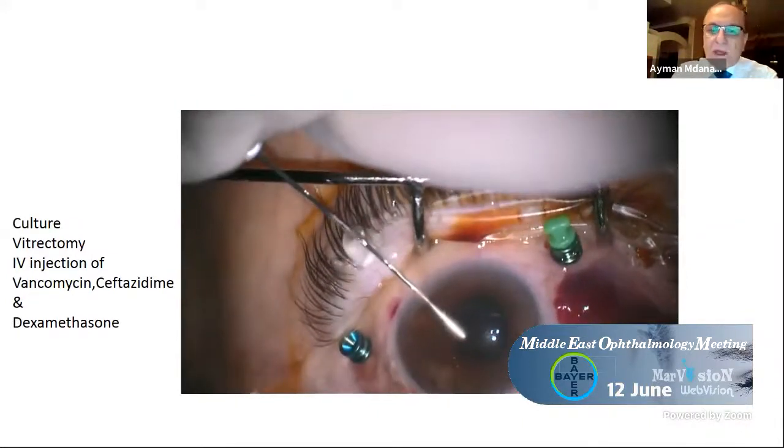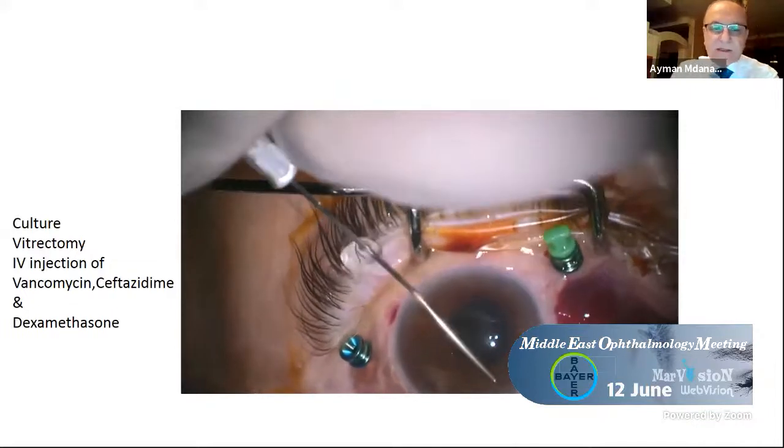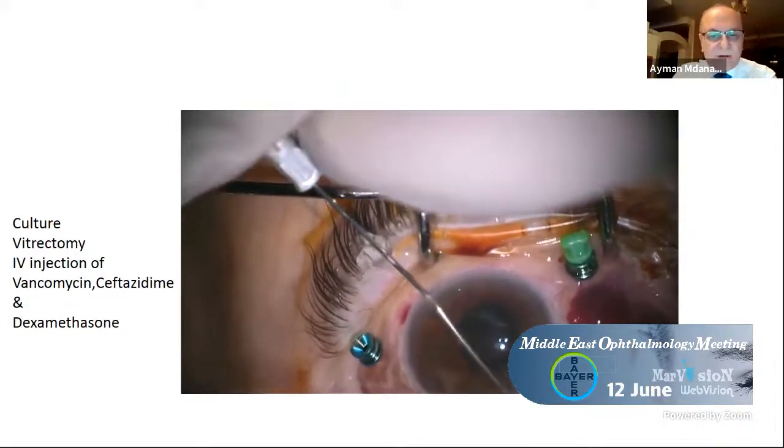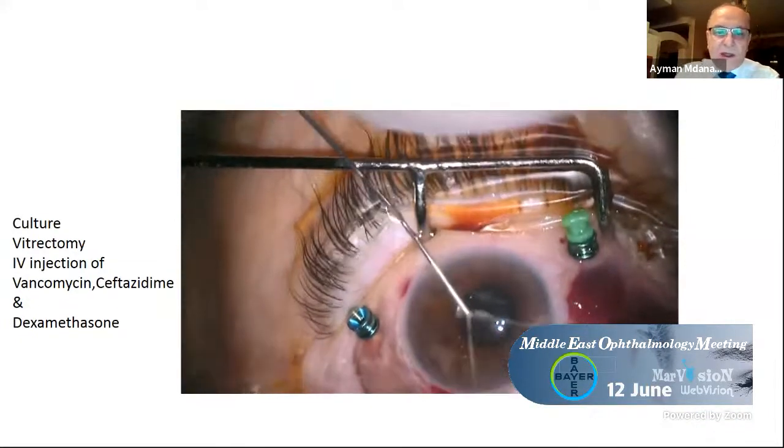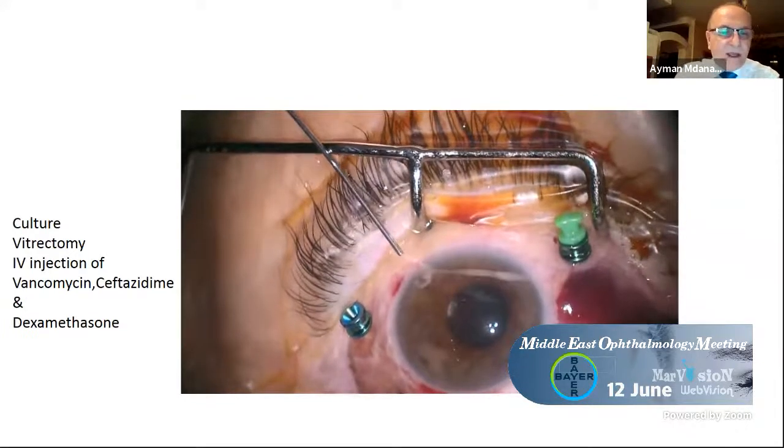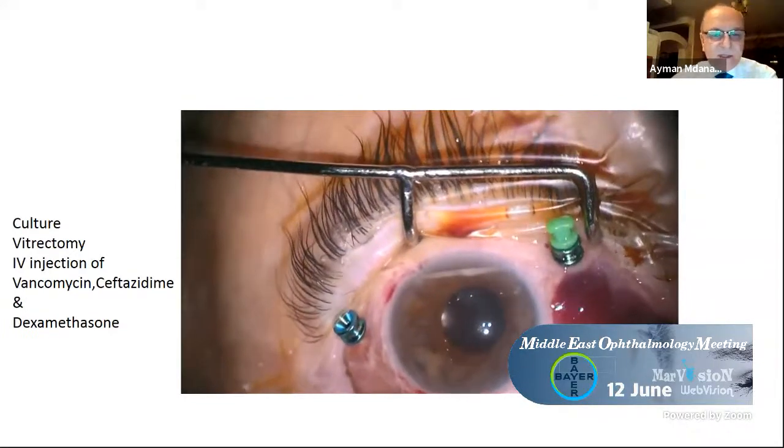I also take from the fluid, not from the fibrin, from the anterior chamber. I take a sample from the fluid also and I send it for culture and sensitivity.